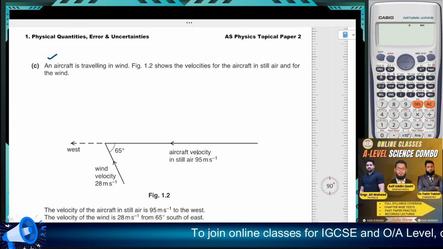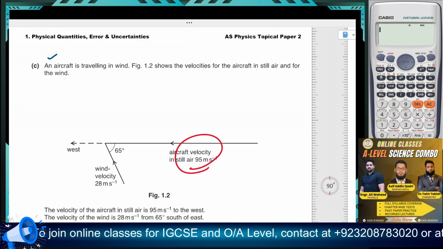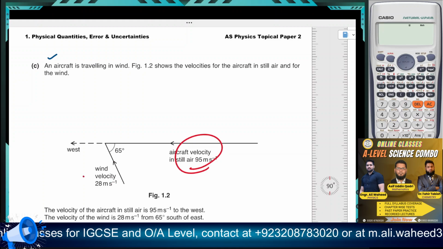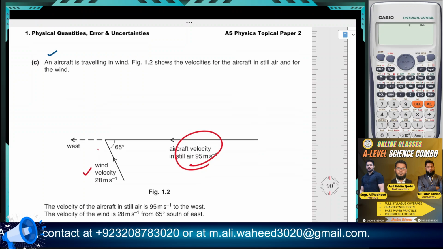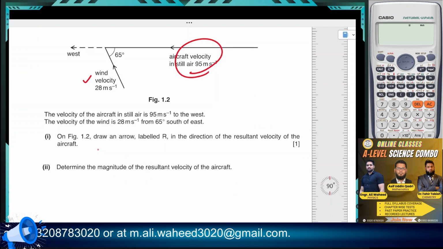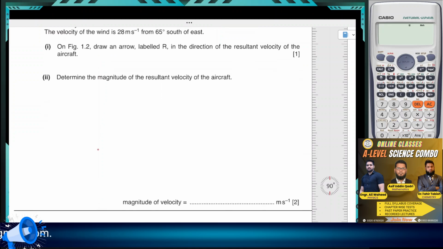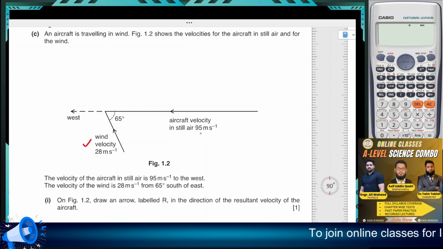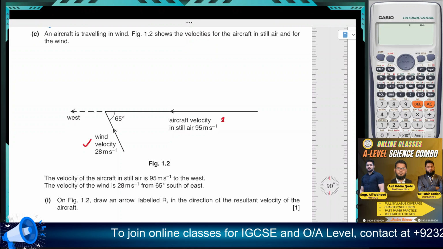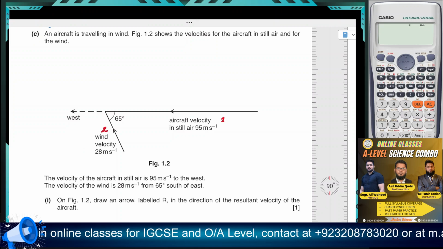Then I can see the aircraft velocity in still air is 95, and the wind velocity is 28. Okay, and then we need to draw an arrow labeled R in the direction of the resultant velocity of the aircraft, and then we need to find the magnitude of that resultant velocity. Now for this one, if I am to draw the vector triangle, I'm going to consider this vector as the first one, and eventually I'll call this vector the second one.